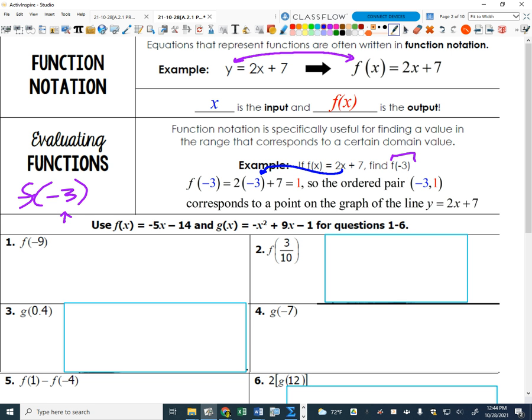Okay? So really what that means in terms of a graph, if I were to graph this line, that just tells me that the ordered pair negative 3, 1 corresponds to a point that would be on the graph of that line, right?